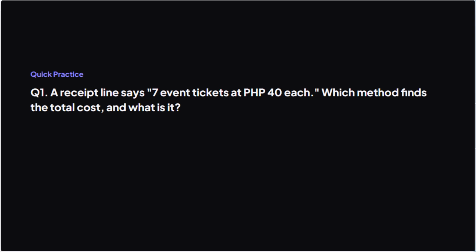Let's have a quick self-check, and we have question number 1. A receipt says 7 event tickets at 40 pesos each. Which method finds the total cost, and what is it? Let's take a pause and answer.